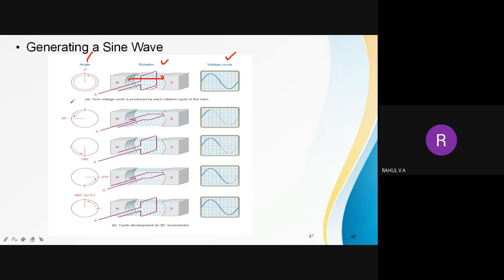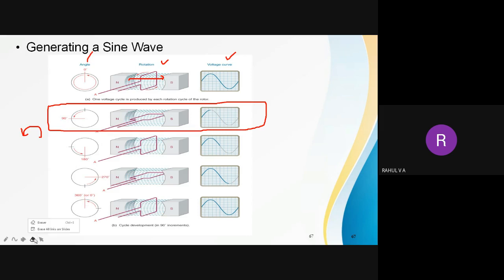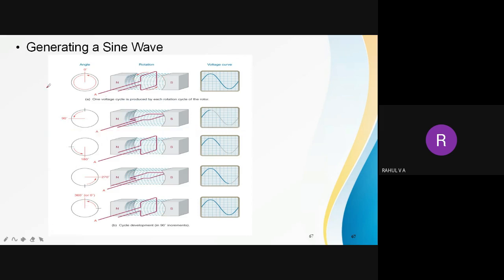Then check the second diagram. It is rotating anti-clockwise, not clockwise; I am assuming that it is rotating anti-clockwise. Now, how many degrees has it rotated? 90 degrees it has rotated. You can see that there are two terminals. One is marked as A and another one is assumed as B.